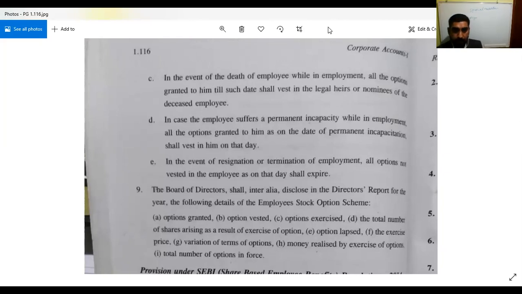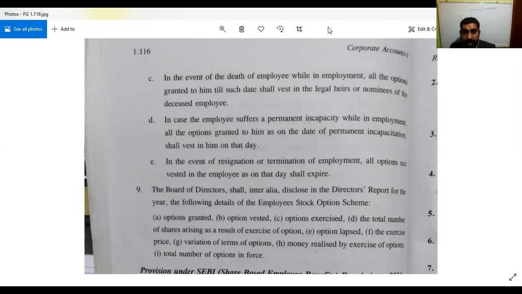Then in case the employee suffers a permanent incapacity while in employment, all the options granted to him as on the date of the permanent incapacitation shall vest in him on that day. So incapacity ആകുകയാണ് ഒരു എംപ്ലോയ്മെന്റ്, പെർമനന്റ് എംപ്ലോയി, and he is incapable to do so, and then all the options granted to him as on the date of the permanent incapacitation shall vest in him on that day. ആ ദിവസം അങ്ങേരുടെ എന്തില്ലാതാകും, ആ എന്ത് ഇൻകപ്പാസിറ്റി മൂലമാണോ അതുകൊണ്ട് അത് ഹോൾഡ് ചെയ്യാനുള്ള റൈറ്റ് ഇല്ലാതാകും.